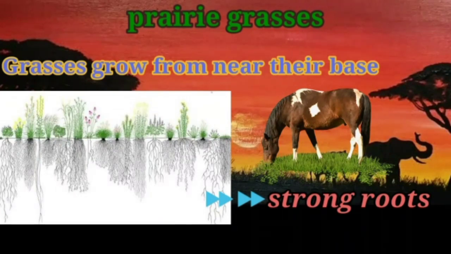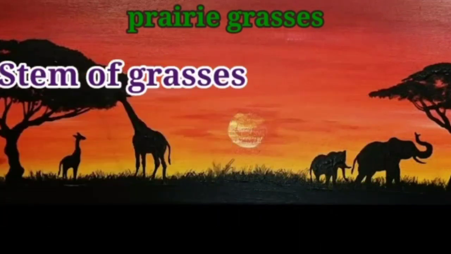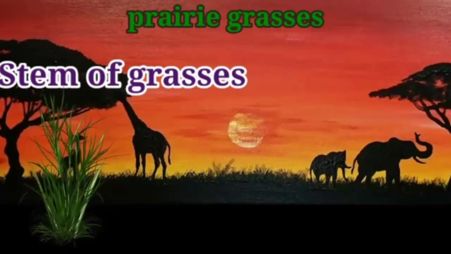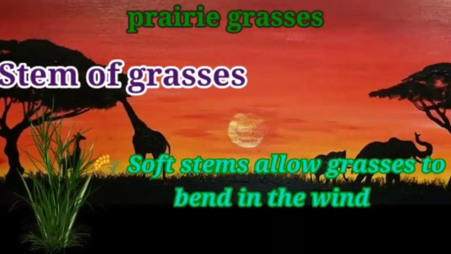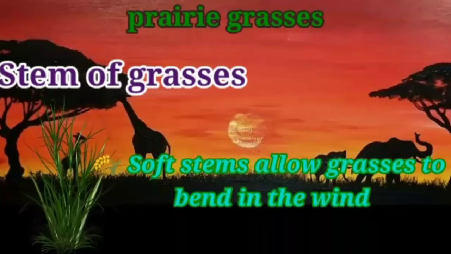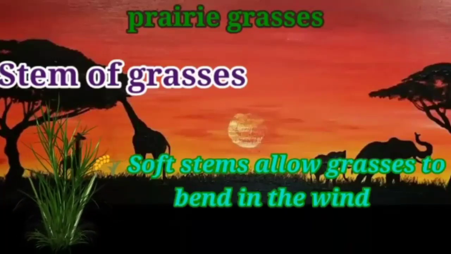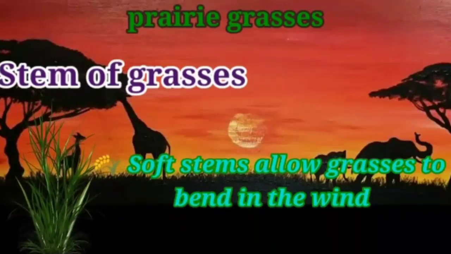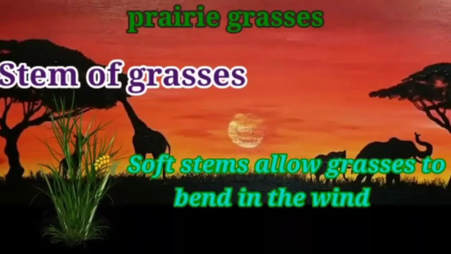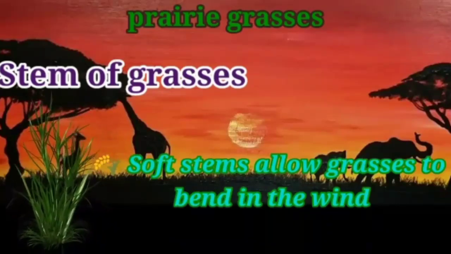That is, grasses grow from their base, not from the tip. The stem of grasses. The grasses have soft stems. These soft stems allow the plants to bend rather than break in the grassland's wind. That is, the soft stems allow grasses to bend in the wind.